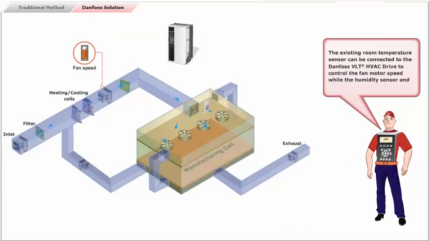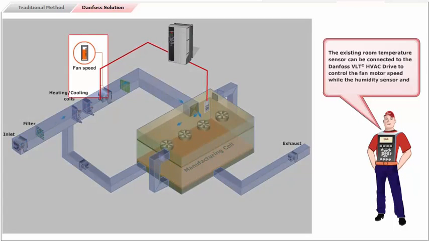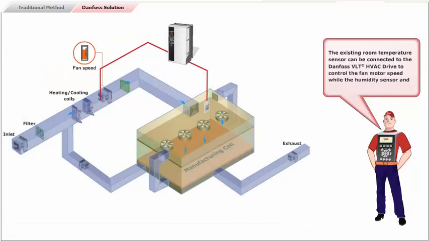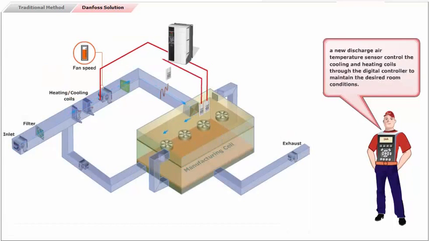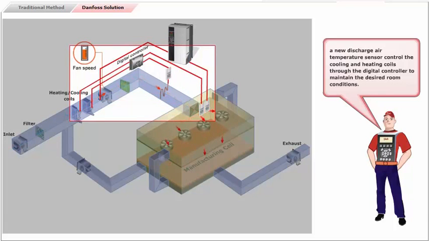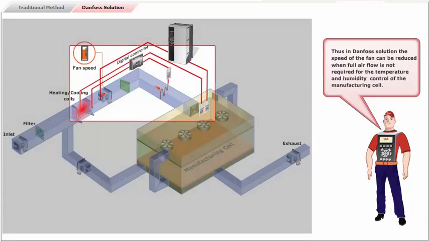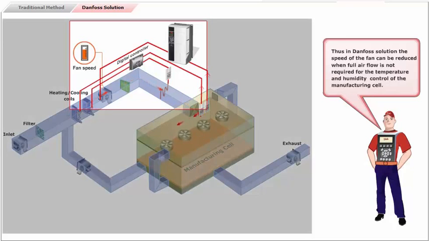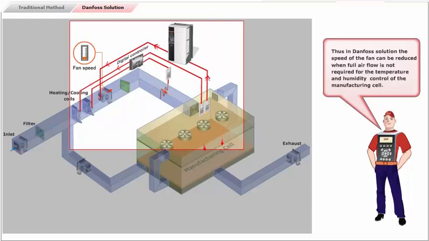The existing room temperature sensor can be connected to the Danfoss VLT HVAC drive to control the fan motor speed, while the humidity sensor and a new discharge air temperature sensor control the cooling and heating coils through the digital controller to maintain the desired room conditions. Thus, in the Danfoss solution, the speed of the fan can be reduced when full airflow is not required for the temperature and humidity control of the manufacturing cell.